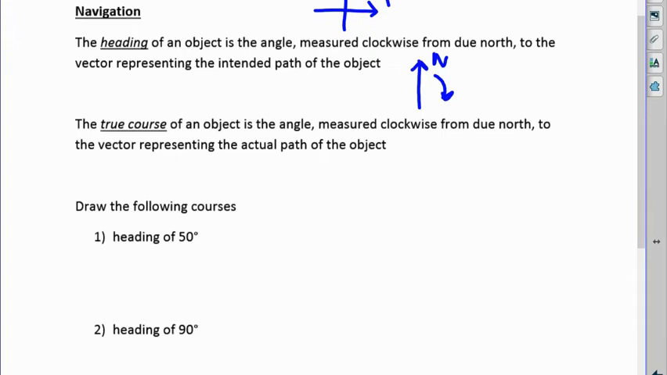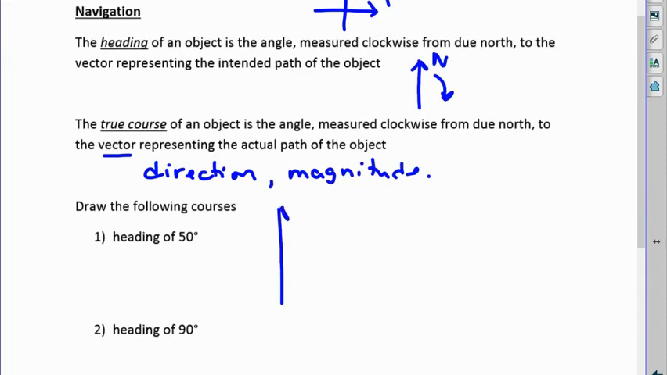So the true course of an object is the angle measured clockwise from due north to the vector representing the actual path of the object. Vectors means that it has direction as well as magnitude. So here, if we were drawing a course of 50 degrees, I would measure off of 50 degrees off of north, and just draw this so I can get an idea. Okay, it'd be about like that. That would be a course of 50 degrees from the north arrow.